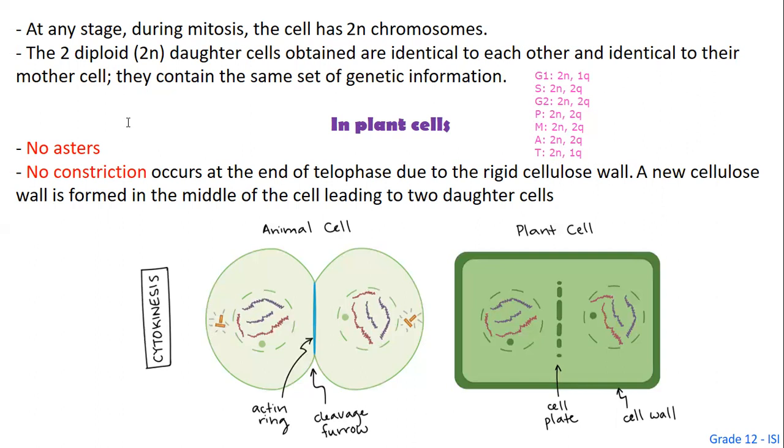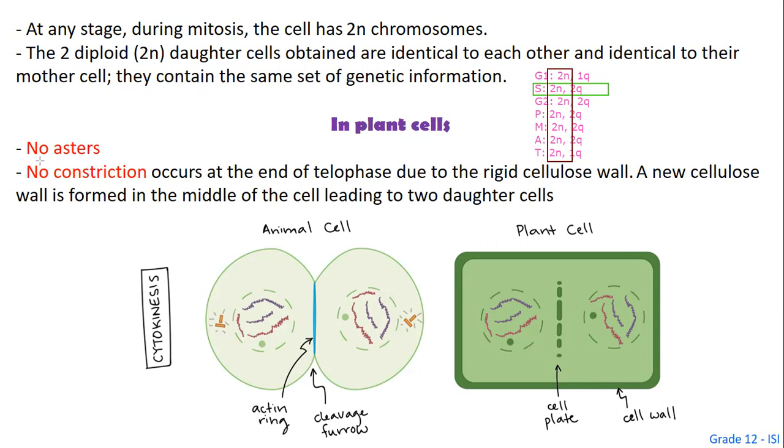Okay, pay attention that during the synthesis phase of interphase that comes before mitosis, the DNA is replicated, but we didn't change the number of chromosomes. We duplicated the chromatids. In all the phases, the number of chromosomes is equal to 2n. So all cells in here are diploid.